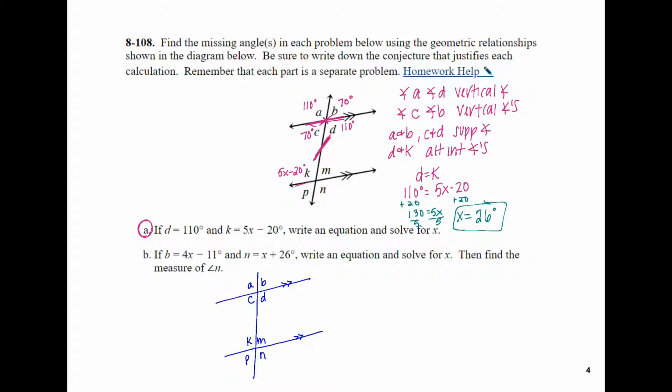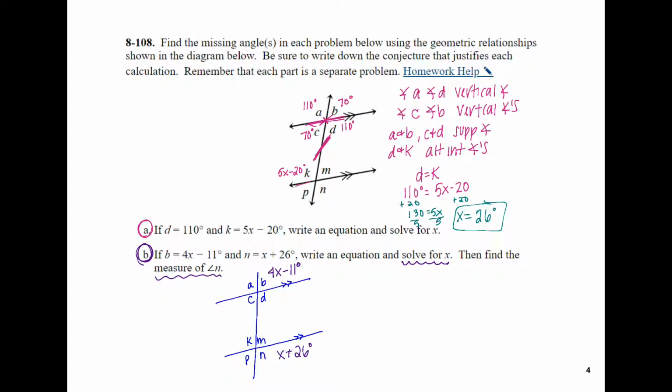If I look at letter B, it says B is 4x minus 11. So I'm going to do letter B in purple down here at the bottom. And it says that letter N is x plus 26 degrees. Write an equation and solve for x. Then find the measure of angle N. So be really careful that this is asking us to solve for x, and it's also asking us to re-plug in our value of x to solve for the measure of angle N.